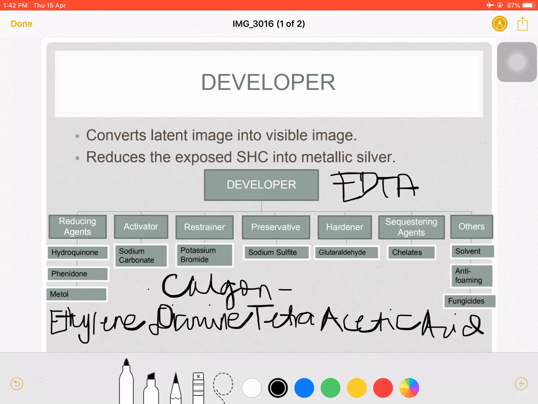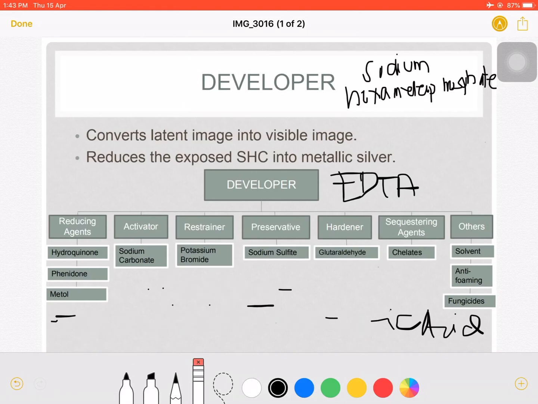Sodium hexametaphosphate. So, aside from chelates, the sequestering agents that could be used are the EDTA, or the ethylene diamine tetraacetic acid, as well as calgon, or the sodium hexametaphosphate.